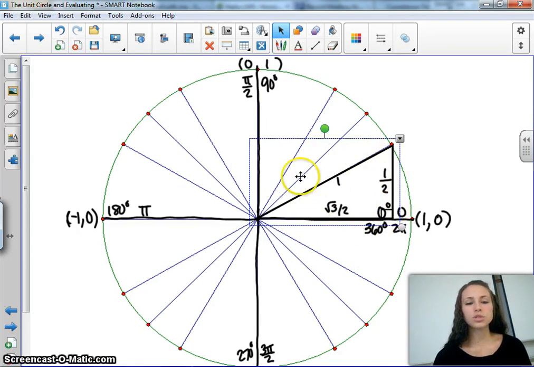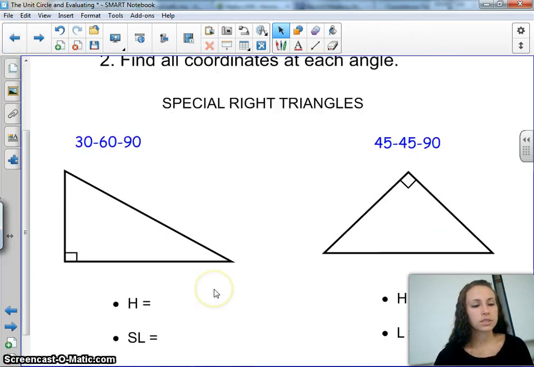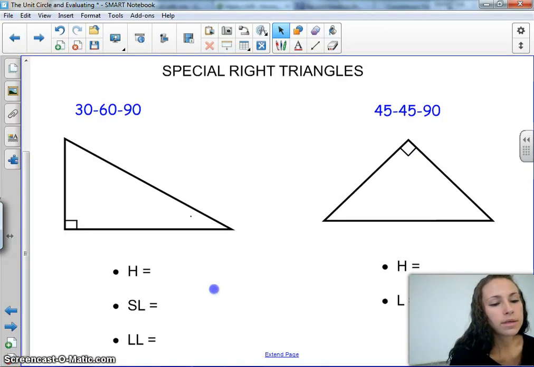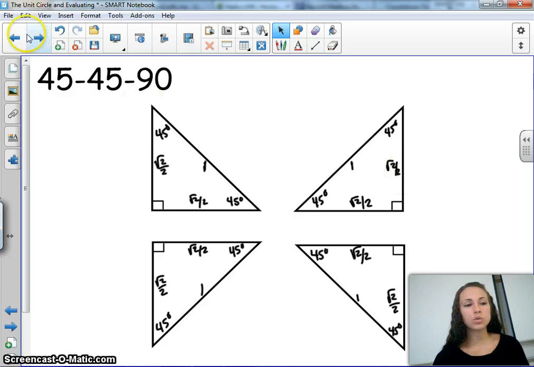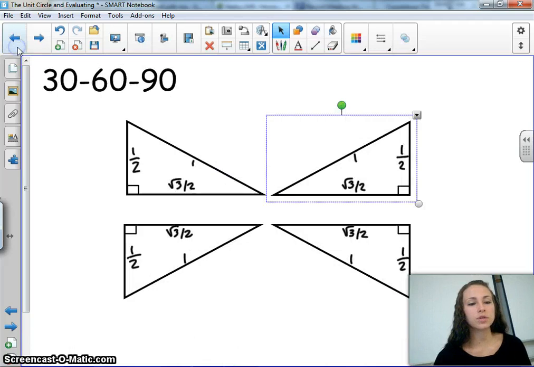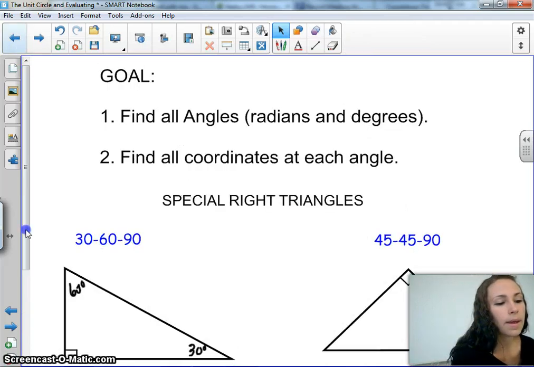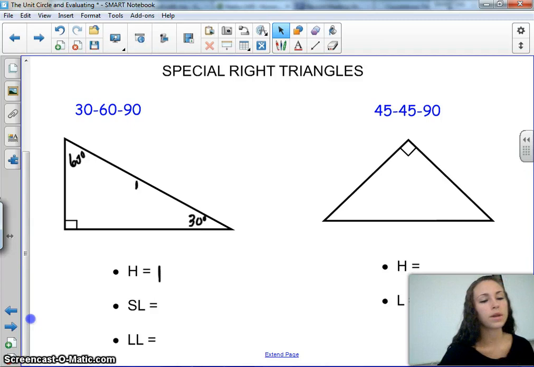And so this was a 30, 60, 90 degree triangle. And so we're going to go fill out this 30, 60, 90 triangle. So this is a 30 degree, this is a 60 degree, that's your 90. And so the hypotenuse, since our triangle fits into the unit circle like this, the hypotenuse lines up with a radius on the unit circle. And so the radius of the unit circle is 1, and so the hypotenuse of our 30, 60, 90 triangle is also 1.